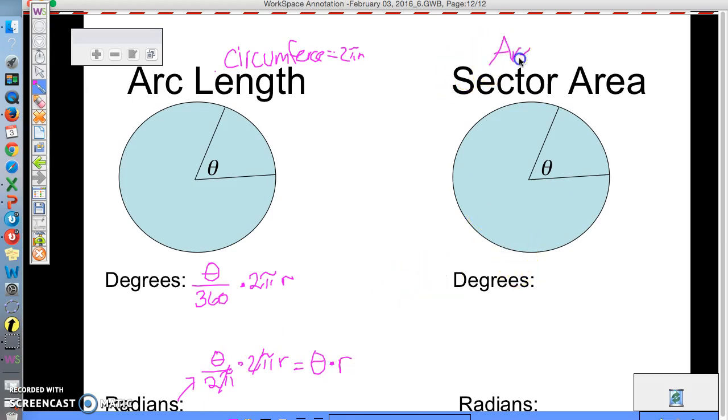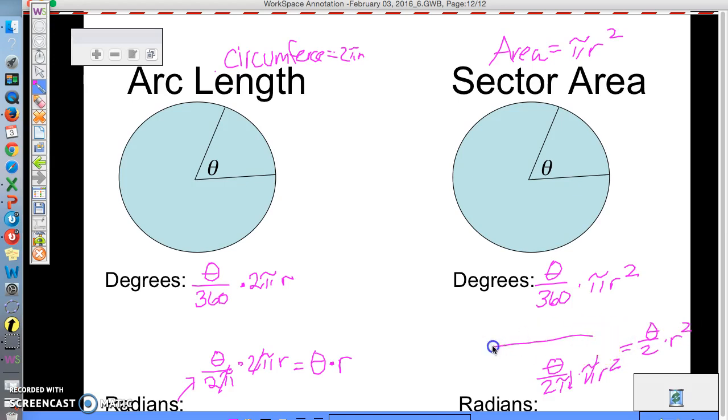Sector area comes from area, and area is pi r squared. So in degrees, it's just a fraction, whatever our angle measure is over 360 times pi r squared. And in radians, it would be theta over 2 pi times pi r squared, which the pi's reduce out to 1. So it is theta over 2 times r squared. And a lot of times you'll see it written as 1/2 theta r squared.